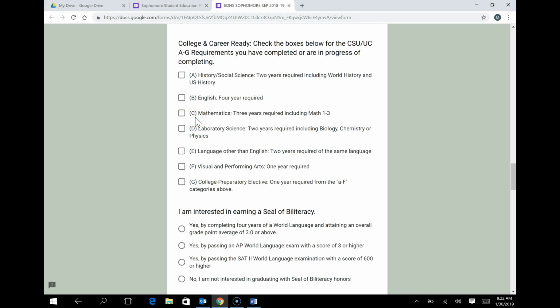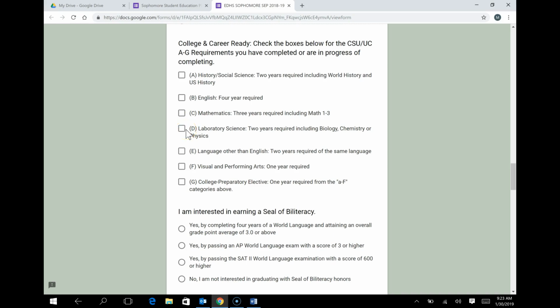C, mathematics, 3-year requirement. You will need to complete a minimum of Math 3. So if you successfully passed Math 1 with a C or higher both semesters and first semester of Math 2, go ahead and indicate C.